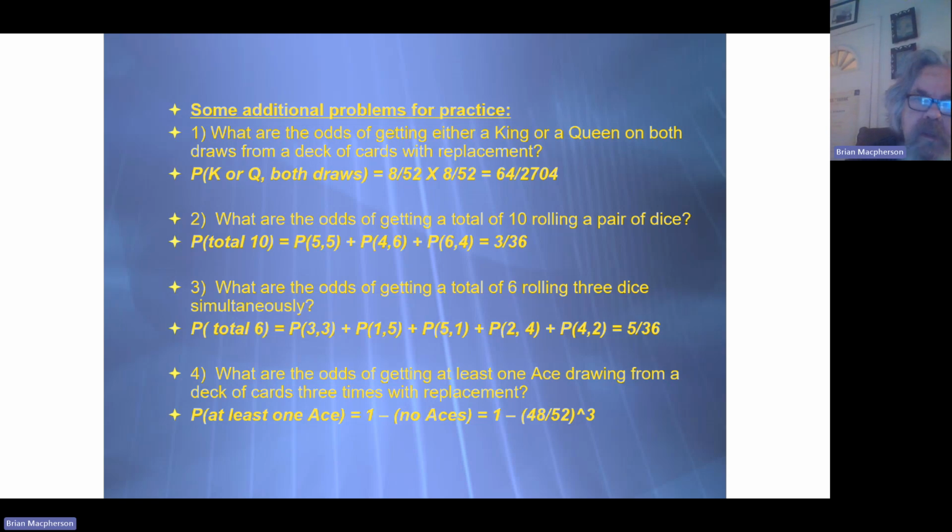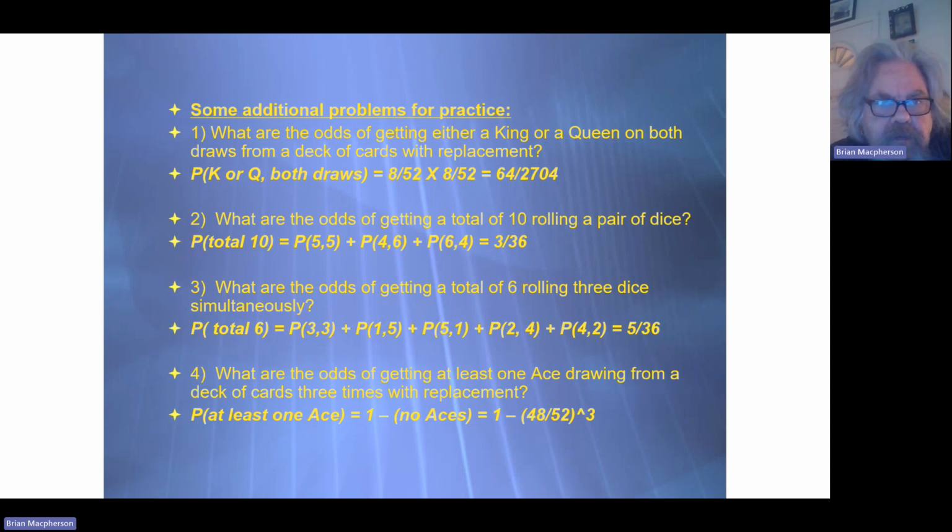One, what are the odds of getting either a king or a queen on both draws, right, from a deck of cards with replacement? Okay, well, that's pretty straightforward. It'll be 8 out of 52 times 8 out of 52, right? The chance of getting a king or queen on the first draw is 8 out of 52.